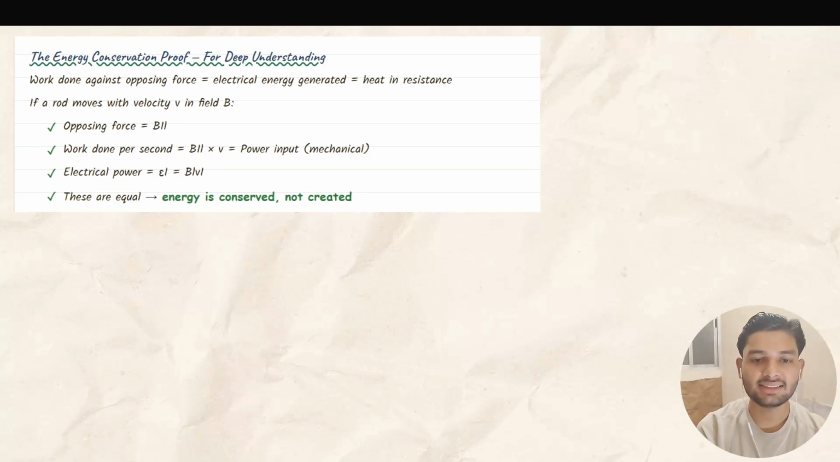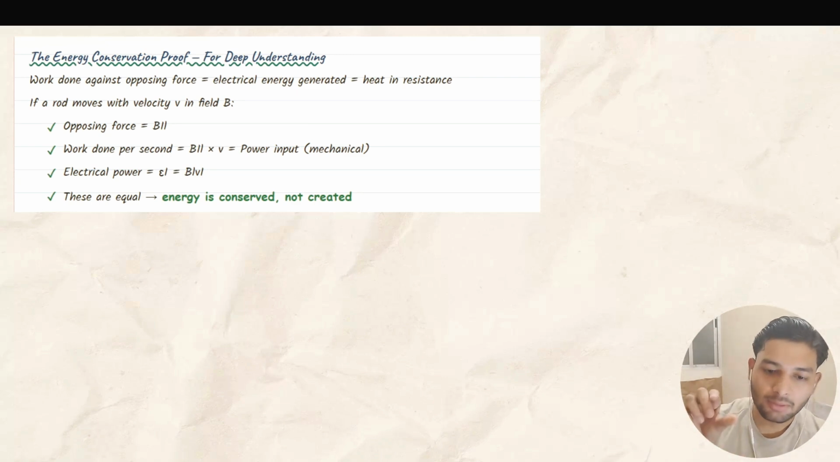Work done against the opposing force is equal to the electrical energy generated and is equal to the heat in the resistance, if a rod moves with velocity v in field B. Before going on to the example and deriving the formula, I hope you now understand what we are talking about here. Like I was explaining, when the magnet moves towards the conducting coil, it would feel the repulsion from the coil. Because according to Lenz law, it cannot change the flux. To help the flux reduce, the induced current from the coil opposes the movement of the magnet by becoming the north pole.